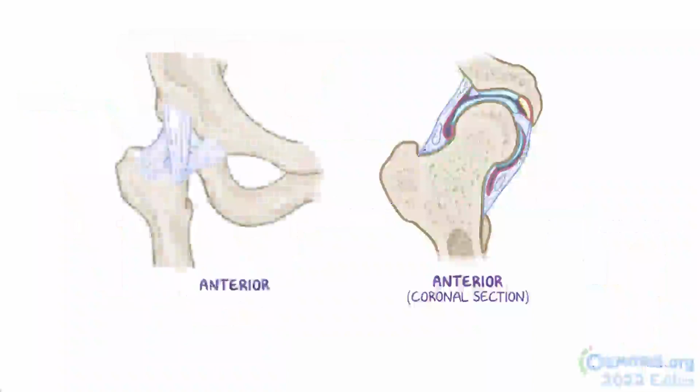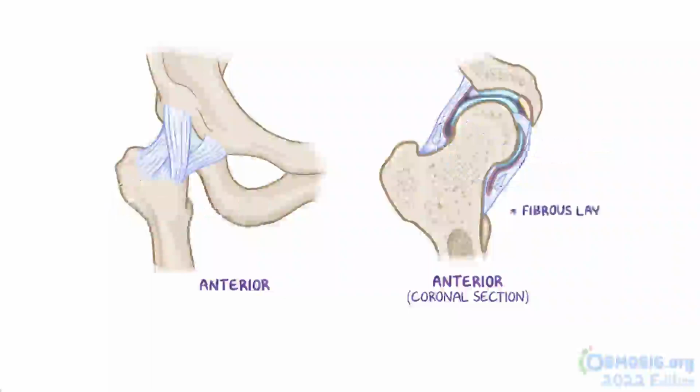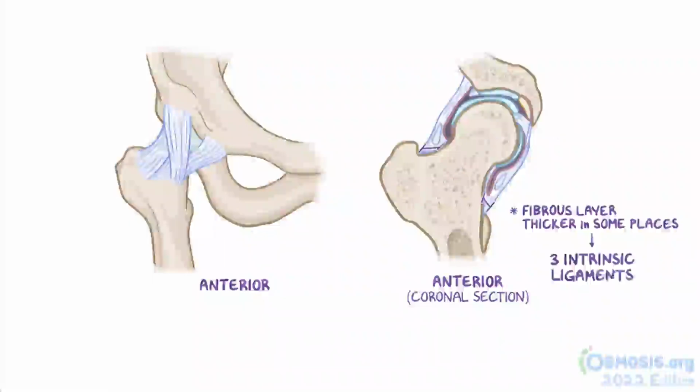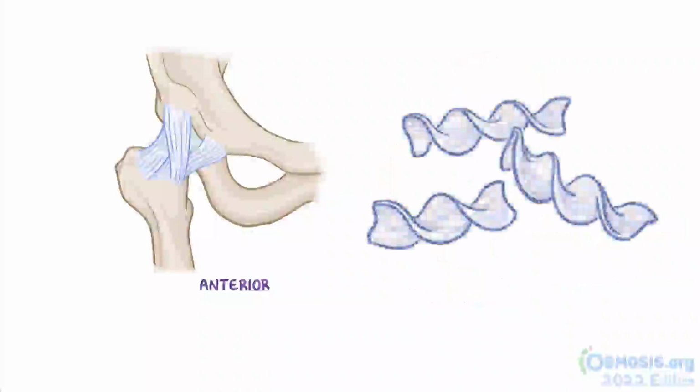Instead, most of its fibers take a spiral course and attach to the intertrochanteric line of the femur, whereas some deep fibers pass circularly around the neck, forming the orbicular zone, which may play a role in stability. The fibrous layer is actually thicker in some places, where it forms the 3 intrinsic ligaments of the hip joint, which pass in a spiral from the pelvis to the femur, a bit like curled pasta made of fibrous tissue.